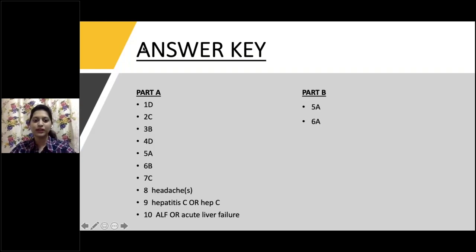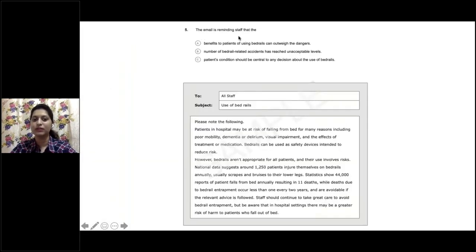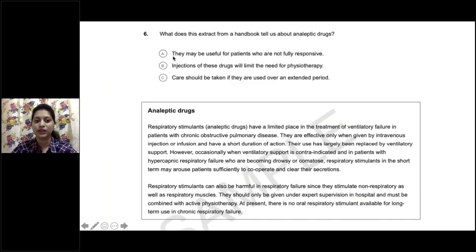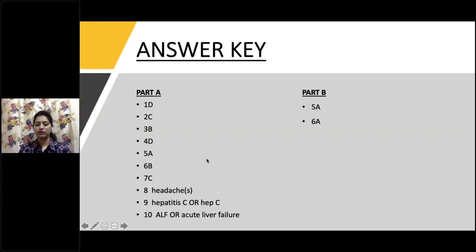Those who want to do part A later on and have downloaded the handouts or taken a screenshot of the questions, do take a screenshot of the answers as well so that you can cross check and let me know. And part B, both the fifth and the sixth question, the answer was A. So here, the email is reminding the staff that the benefits to patients of using bed rails can outweigh the dangers. And the answer for question number 6 would be they may be useful for patients who are not fully responsive. If you would like to take a screenshot of the answers, I will give you a moment.